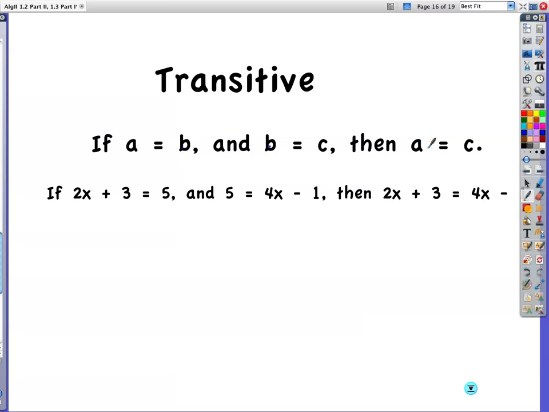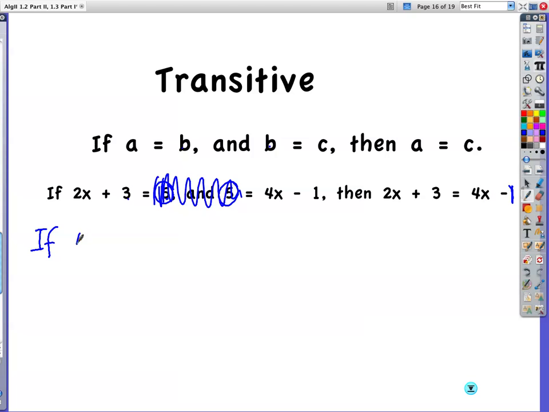All right. So 2x plus 3 equals 5. Okay, and then 5 equals 4x minus 1. Aren't I saying, I'm going to kind of cross this out, aren't I saying then that 2x plus 3 equals 4x minus 1? Sure. Then you just write out, oops, the 1 is missing over here. So 2x plus 3 is equal to 4x minus 1. It's just rewritten again. Okay, let me try another one.